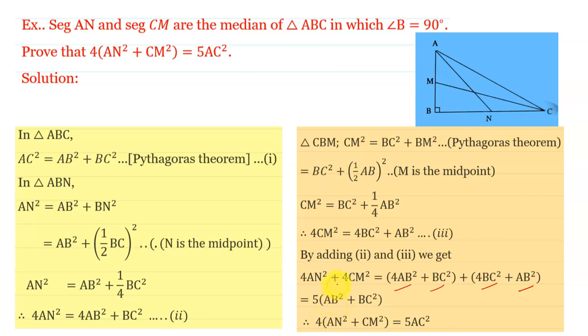Now from triangle ABC, we have AB square plus BC square, that is nothing but AC square. Hence we replace this AB square plus BC square by AC square, and hence 4 times AN square plus CM square is equal to 5 times AC square. And in this way, we have proved it. Now the next question.